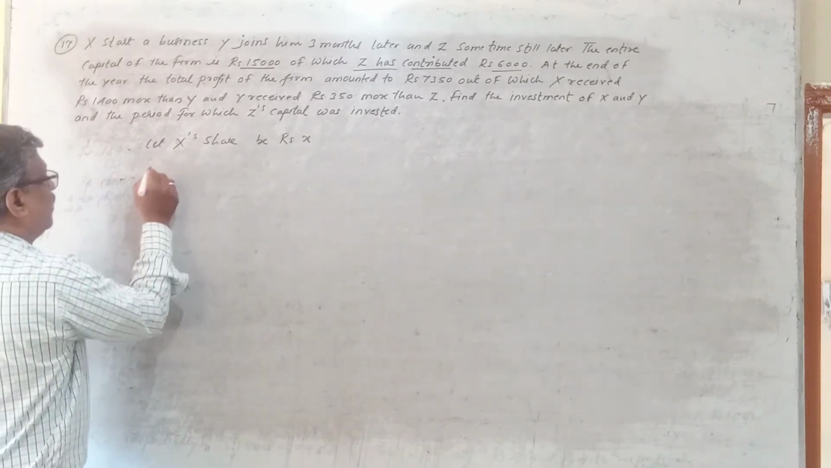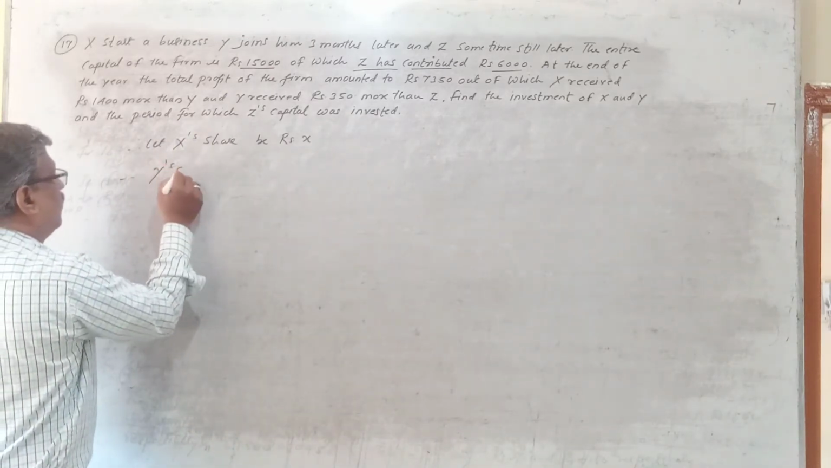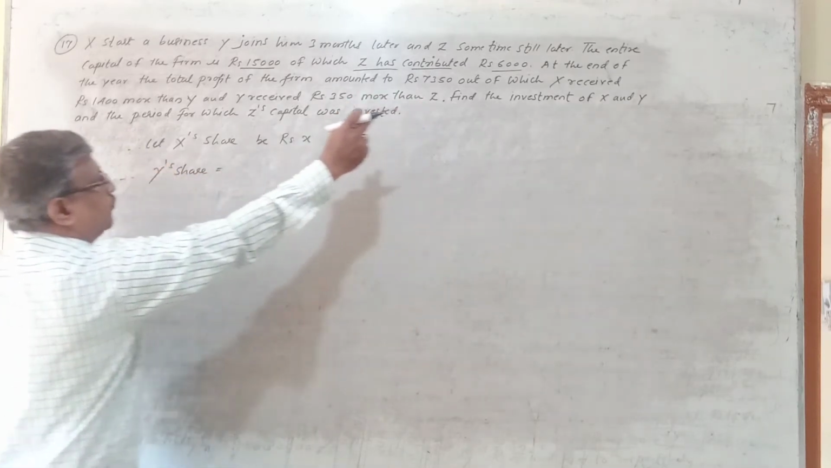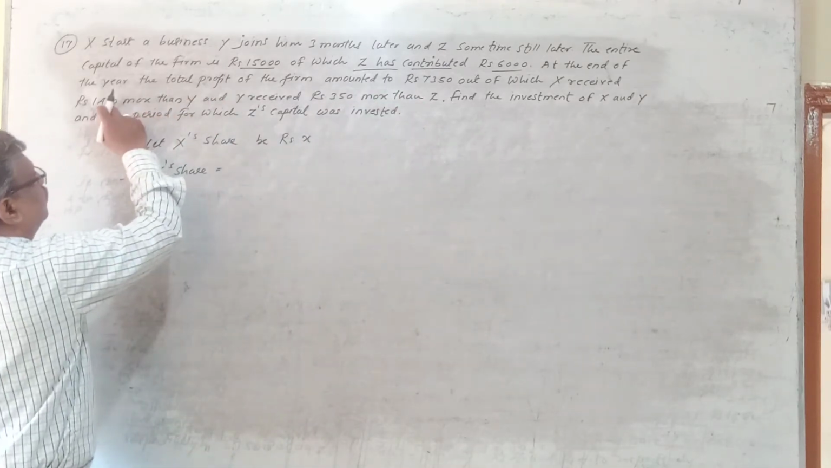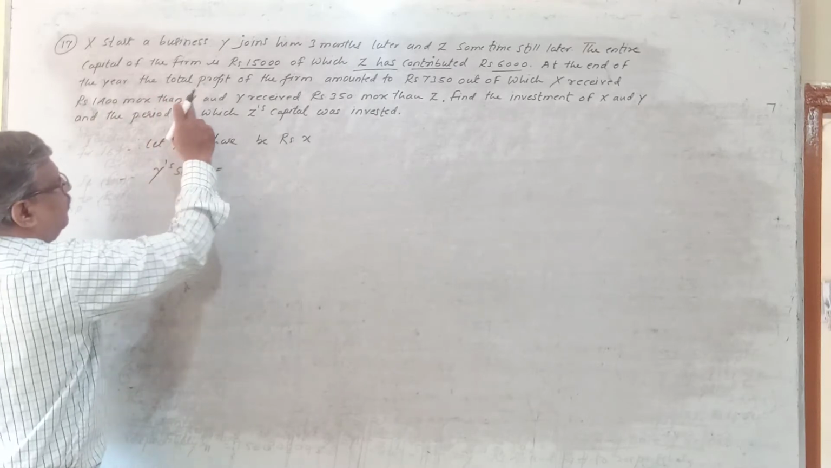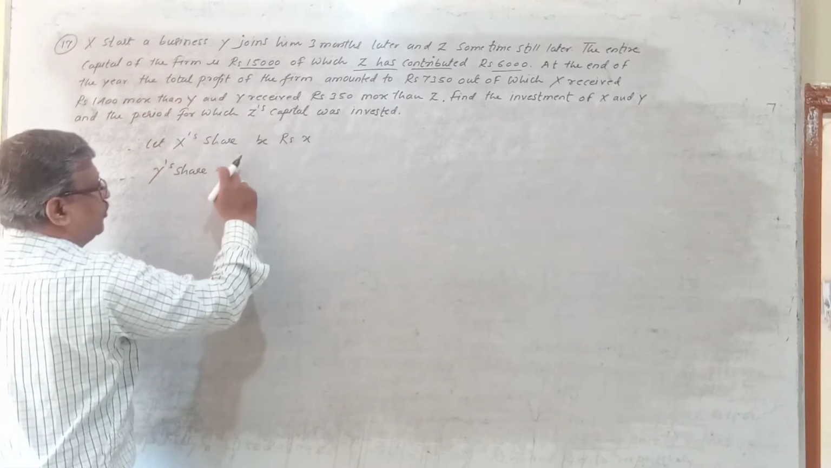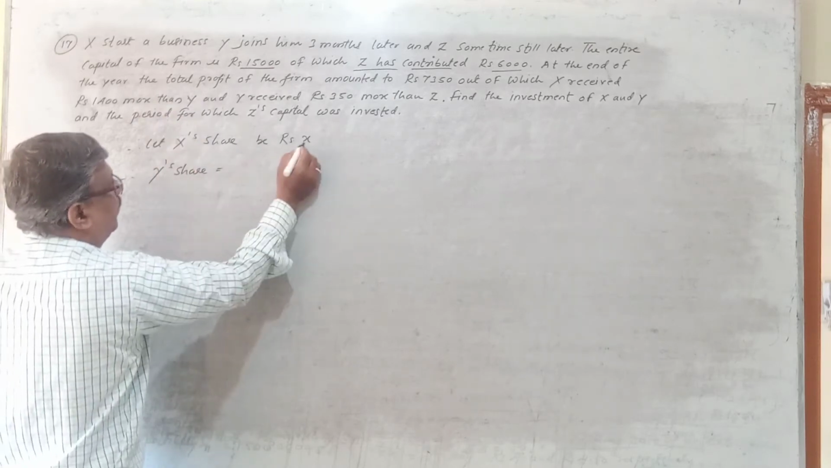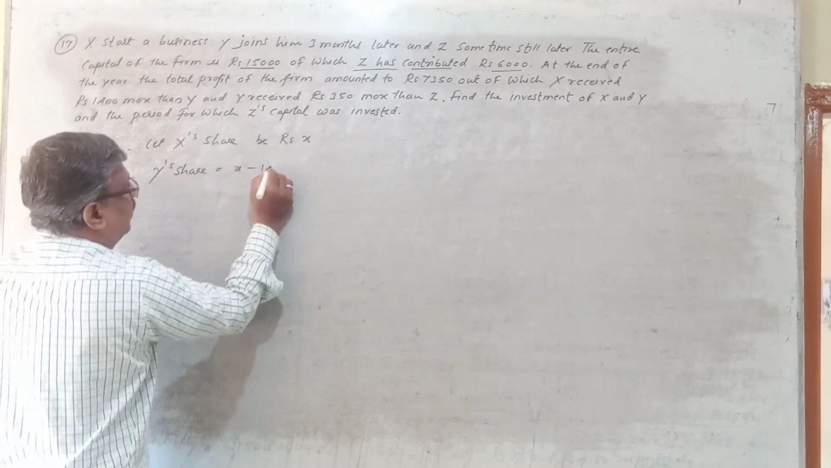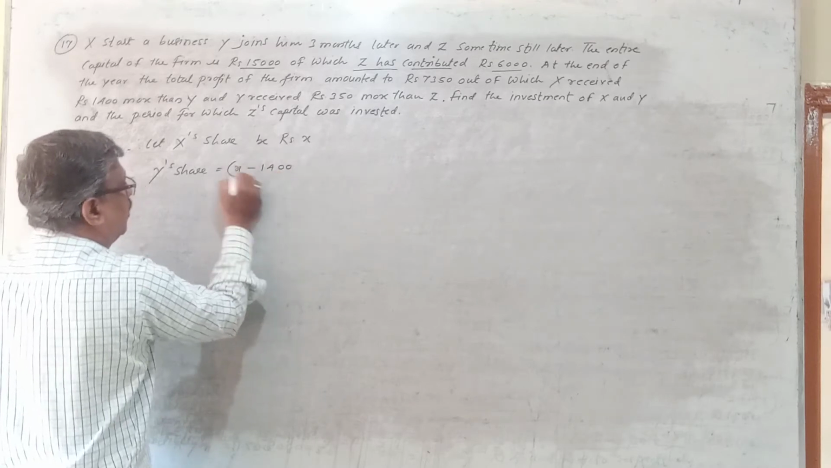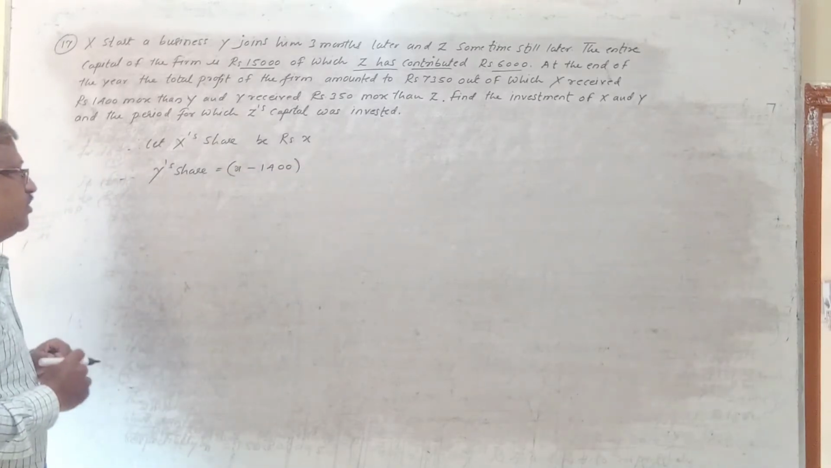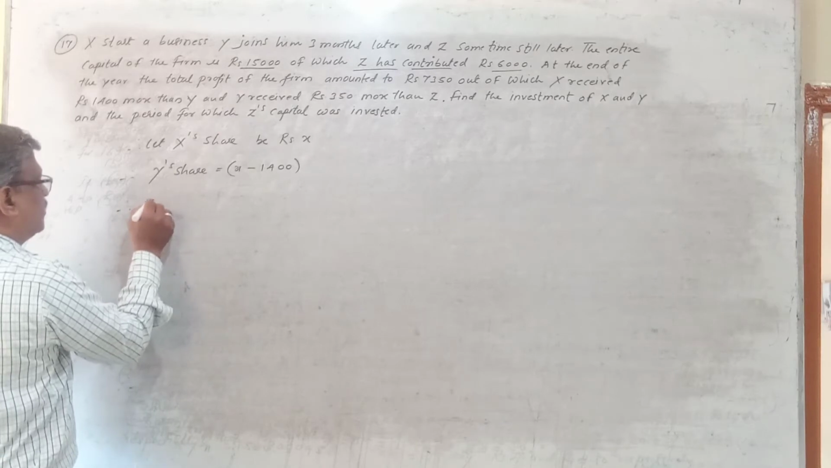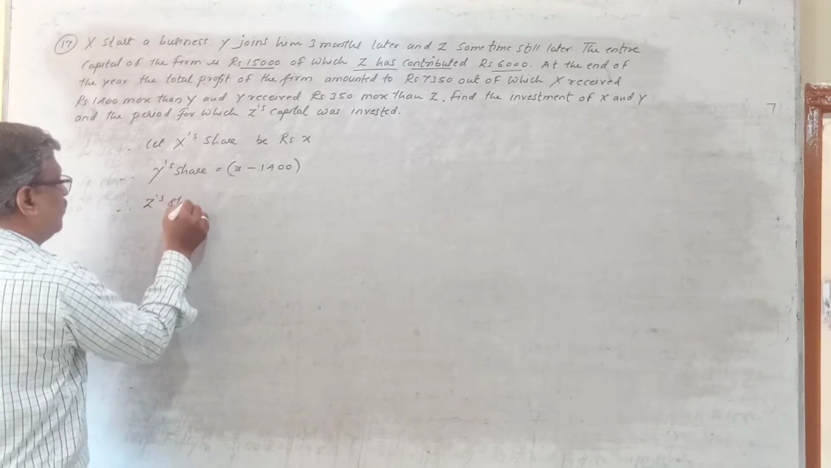So first you calculate Y's share of profit. So we know X has received 1400 more than Y. Means X's share should be more, Y's share should be less by 1400. So to get Y's share from X's share, you have to minus 1400. This is Y's share, and now you have to find Z's share.